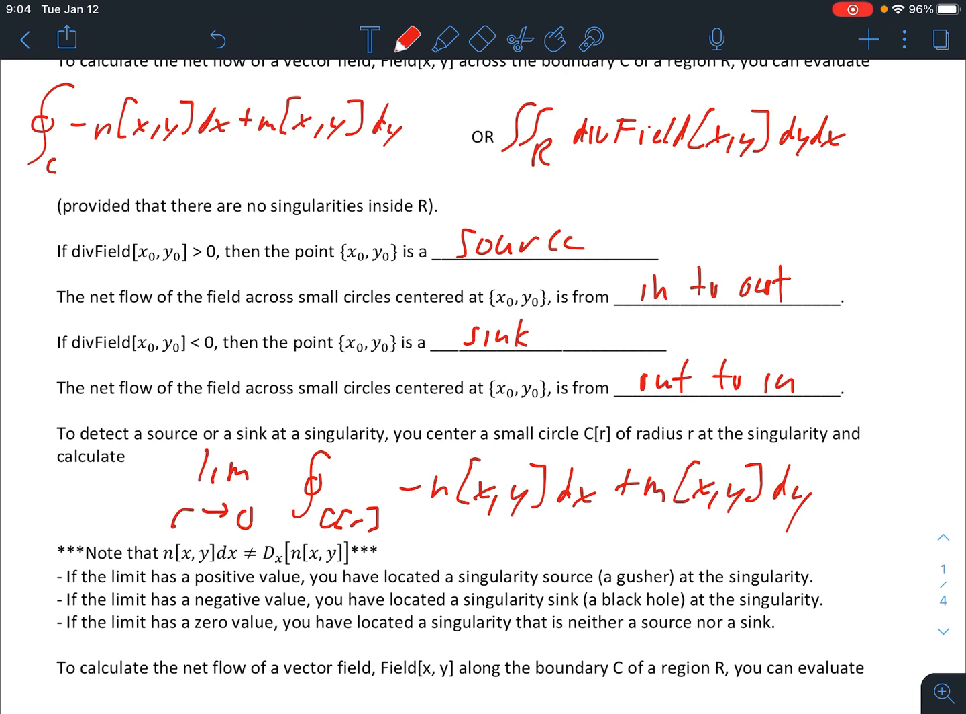Okay, so then reading on there, if a limit has a positive value, you've located a singularity source. If the limit has a negative value, you've located a singularity sink. If the limit has a value of 0, you've located a singularity as neither a source or sink.